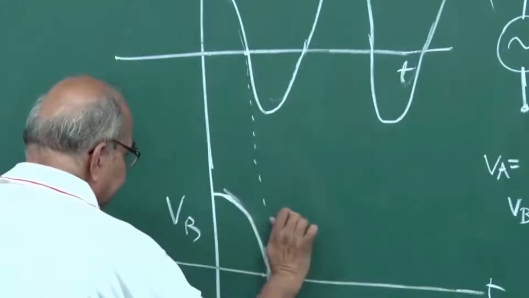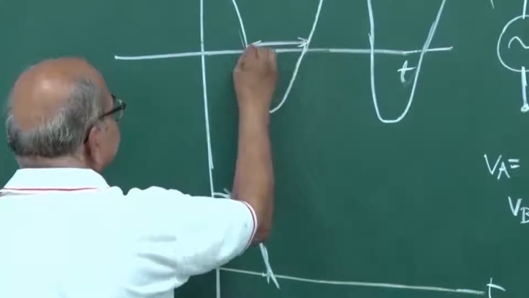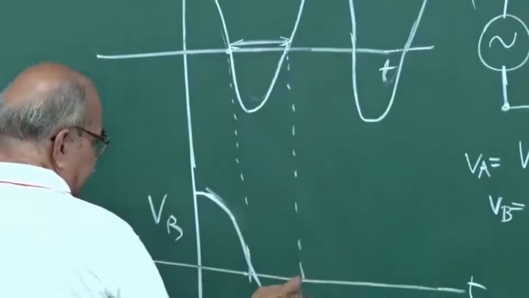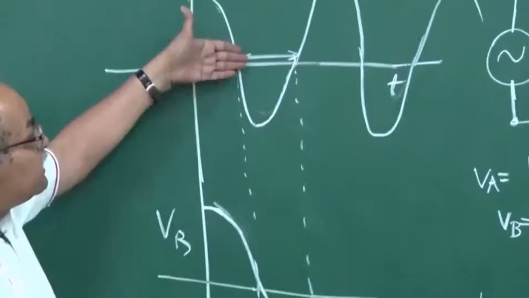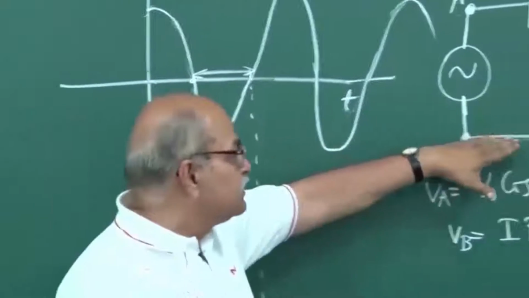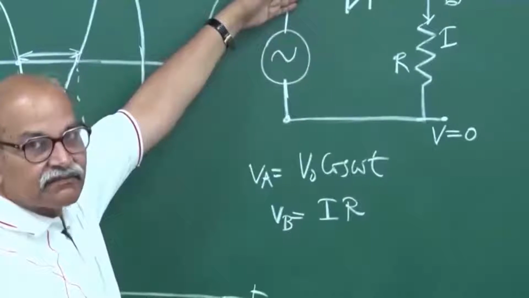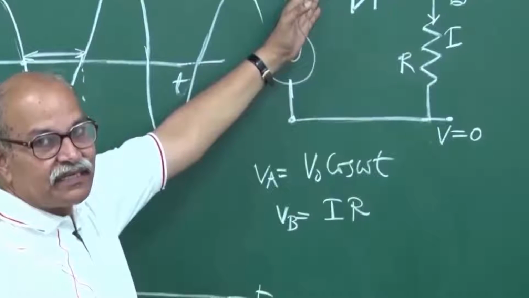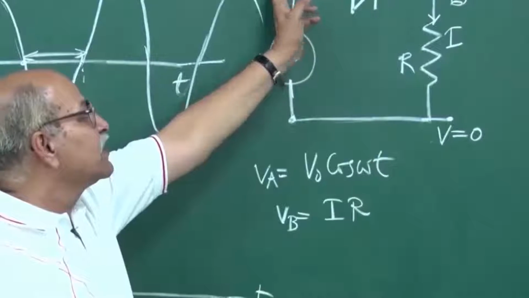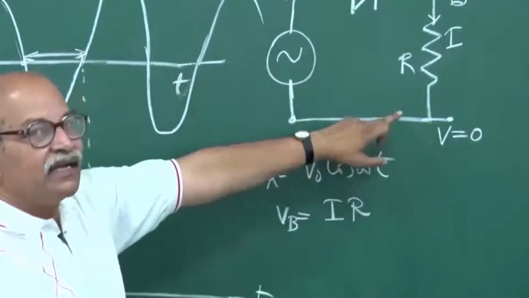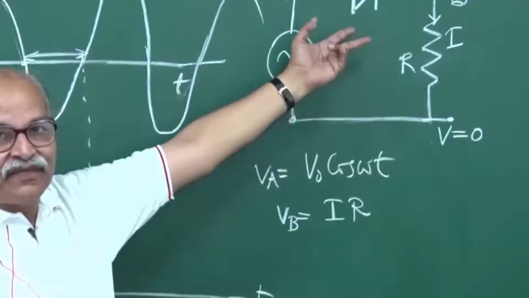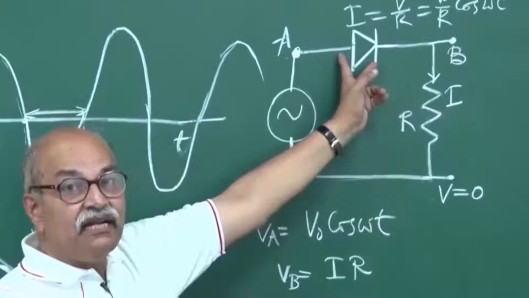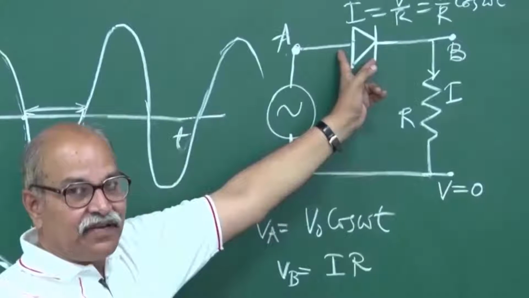After that, during this period, VA is negative. So this is at 0, but this is at negative. That means this is the higher potential side and this is the lower potential side. So P is connected to the lower potential side, N is connected to the higher potential side, and this is reverse bias.